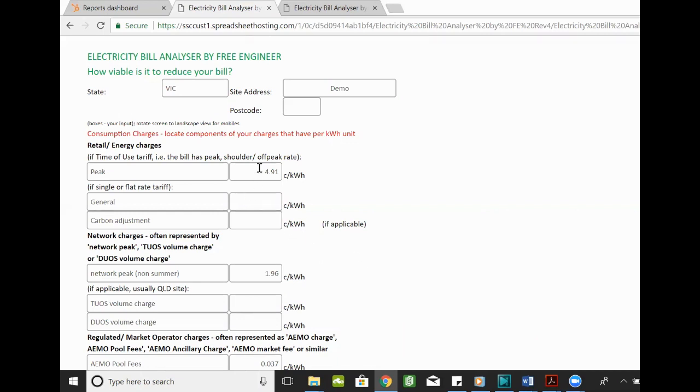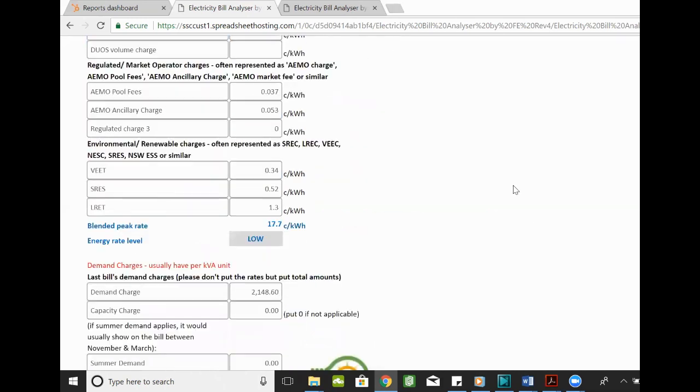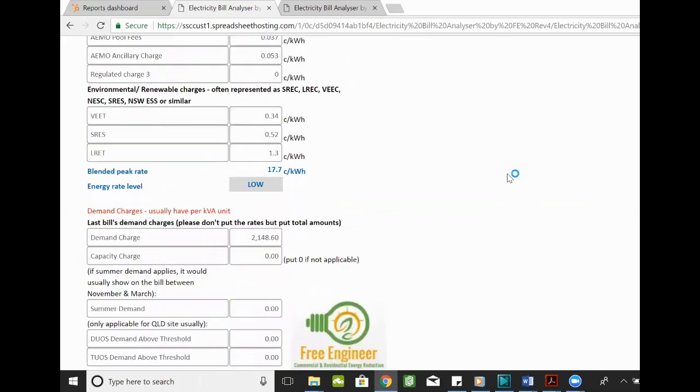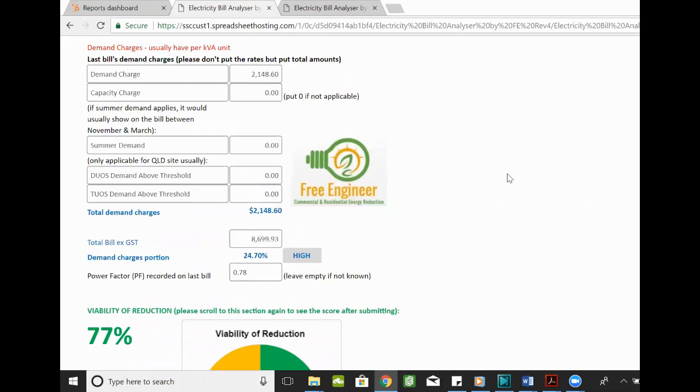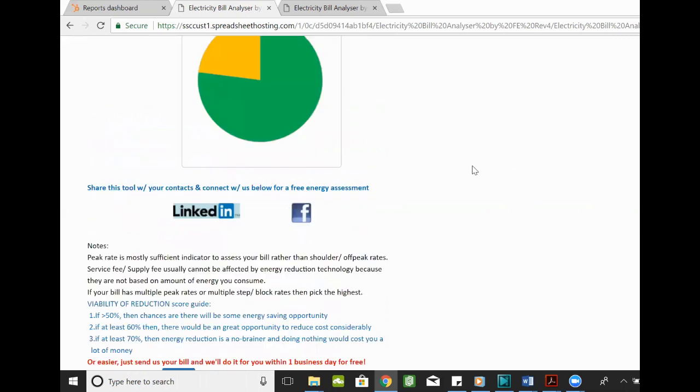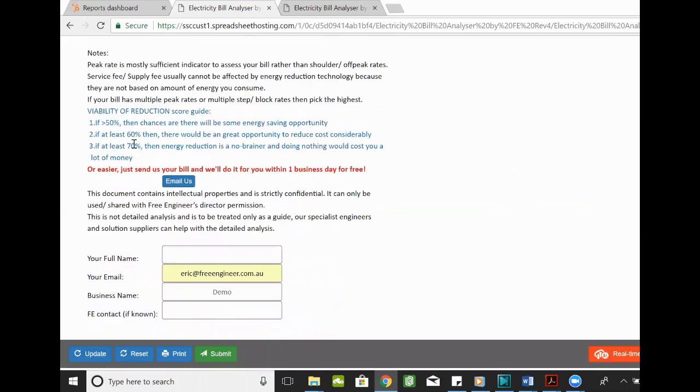If we put in 13.49 here, and keep all the rest the same, as they wouldn't usually change that much, you can see the score has gone up to 77%. This means that for this particular client, energy reduction is a no-brainer and needs to be done immediately, because doing nothing is actually costing them a lot of money.